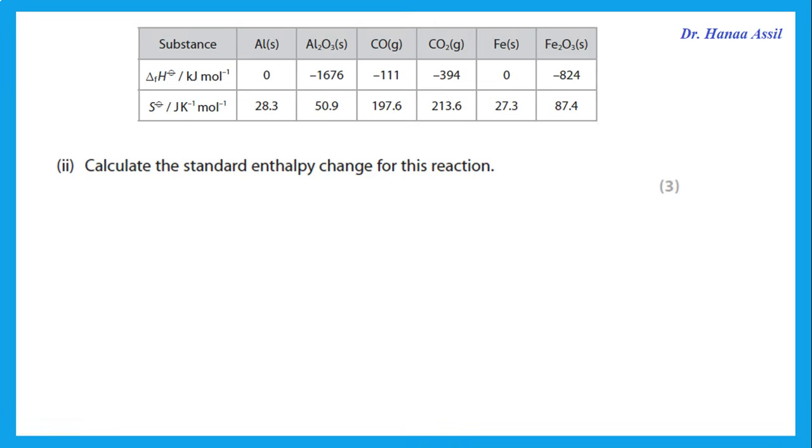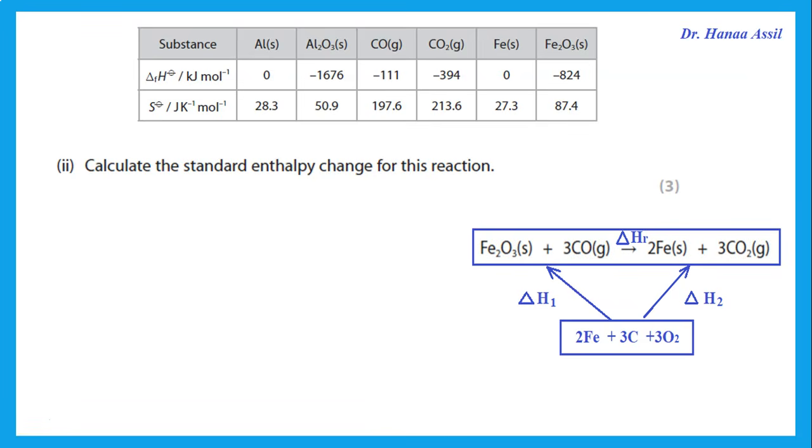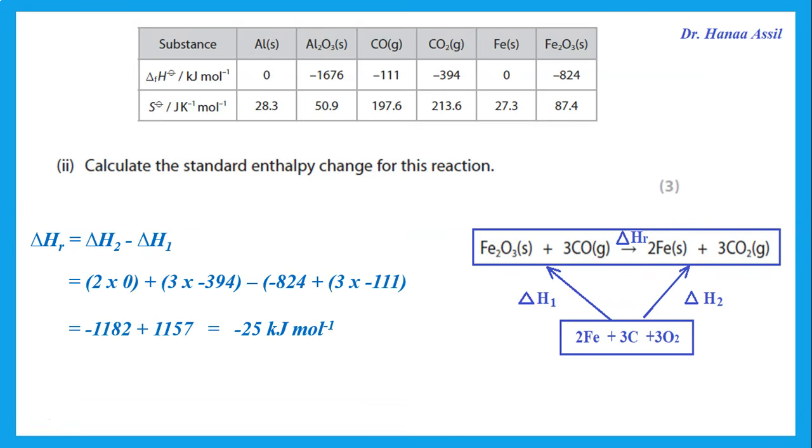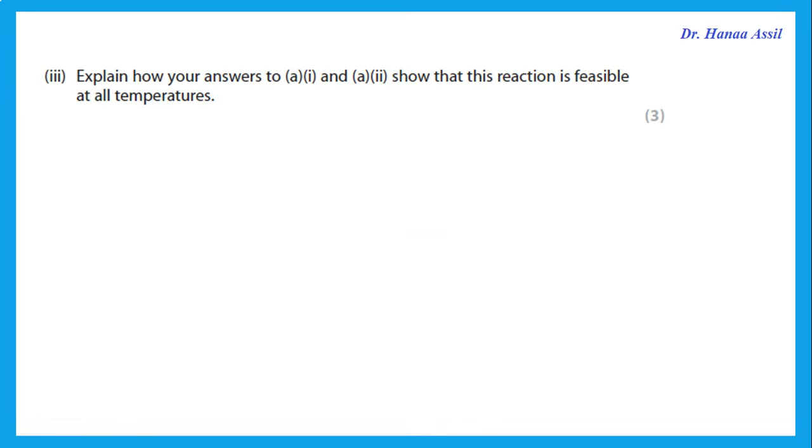Calculate the standard enthalpy change for this reaction. Again, from the table, we can do a Hess's cycle in which we have this equation, and in the table it's given as delta H of formation. So we're starting from the elements and going up, using the values in the table. The delta H of the reaction from Hess's law is delta H2 minus delta H1. So we use these values and we get a delta H reaction of minus 25. This is in kilojoules per mole.